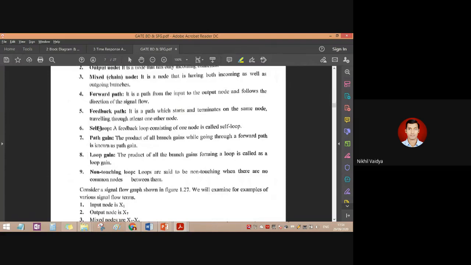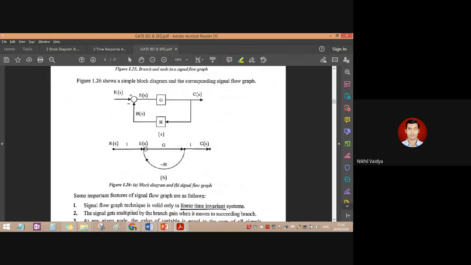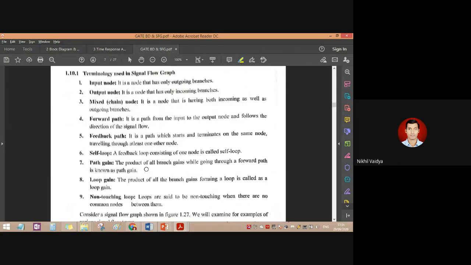Next is self loop. What is the meaning of self loop? A feedback loop consisting of one node is called a self loop. A feedback loop consisting of only one node. Let us take an example. Now here, what is a loop? So this is called a loop. See the direction. This is going ahead and again it is coming back, so this is forming a loop. There is a closed loop along that particular path, so that can be considered a loop.